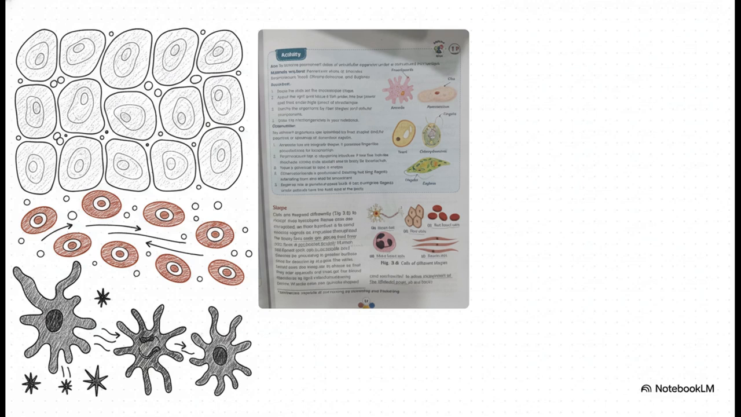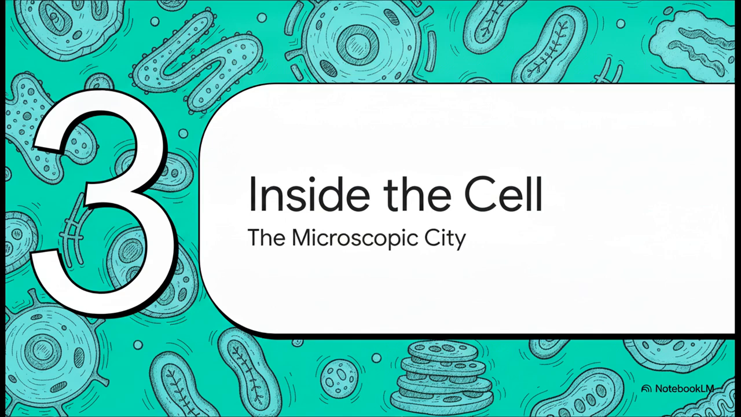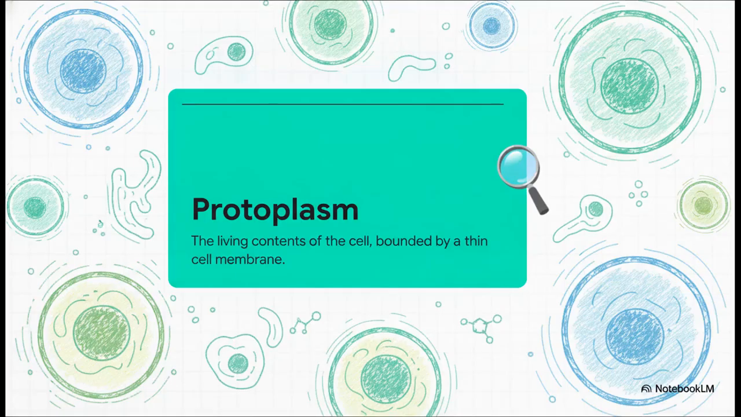All right, section 3, inside the cell. It's time to shrink down and take a walking tour of the specialized structures keeping this microscopic city alive. Think of the selectively permeable cell membrane as the city limits. Everything inside those limits is the protoplasm, the actual living substance of the cell.